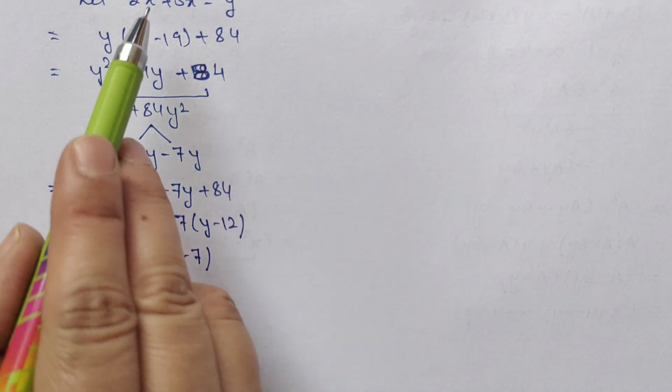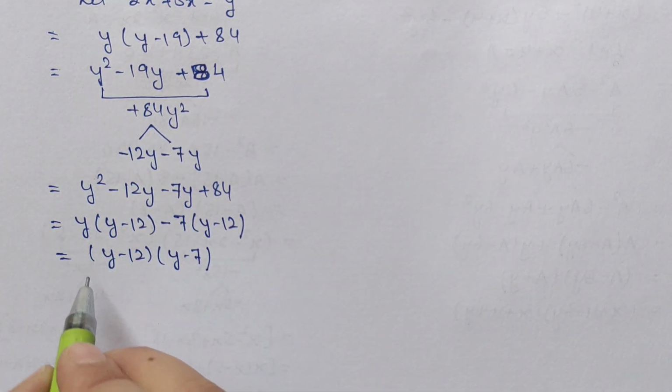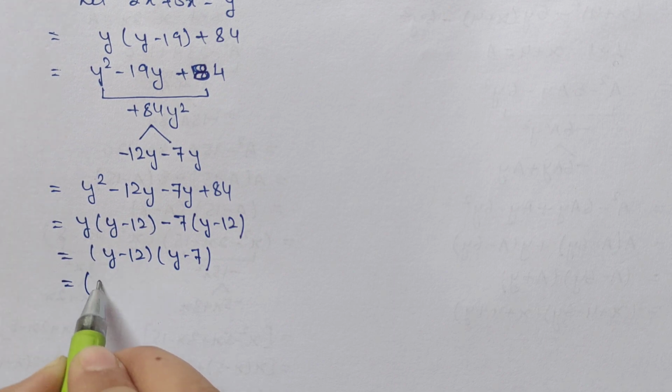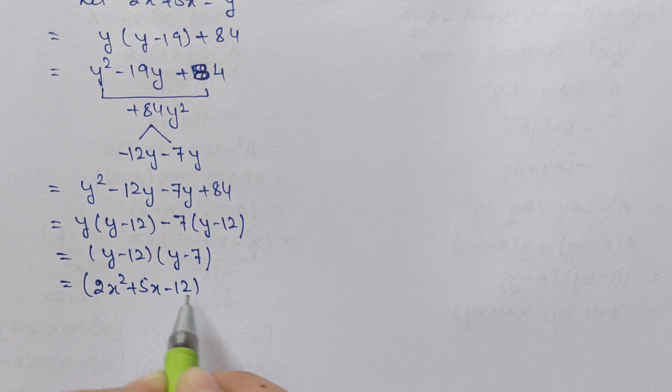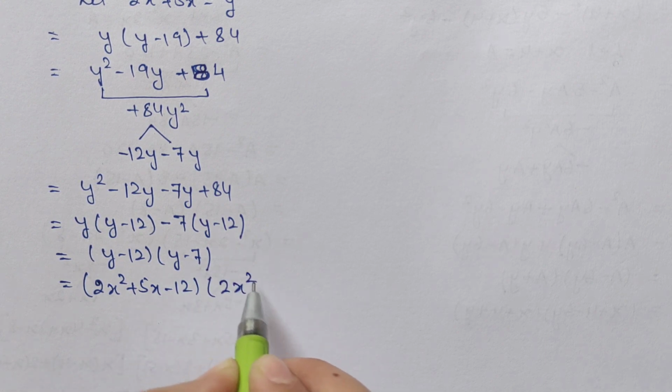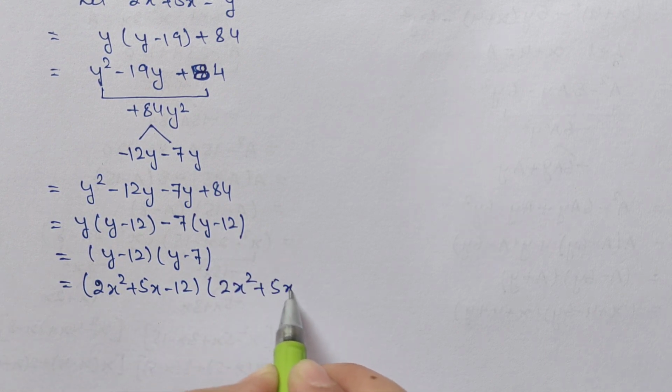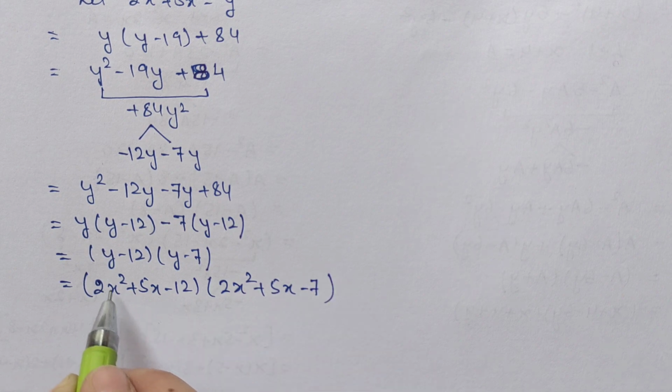Now again we have to replace y. It was 2x² + 5x. So 2x² + 5x − 12 and 2x² + 5x − 7. Again this is a trinomial, this is a trinomial, again we can factorize them.